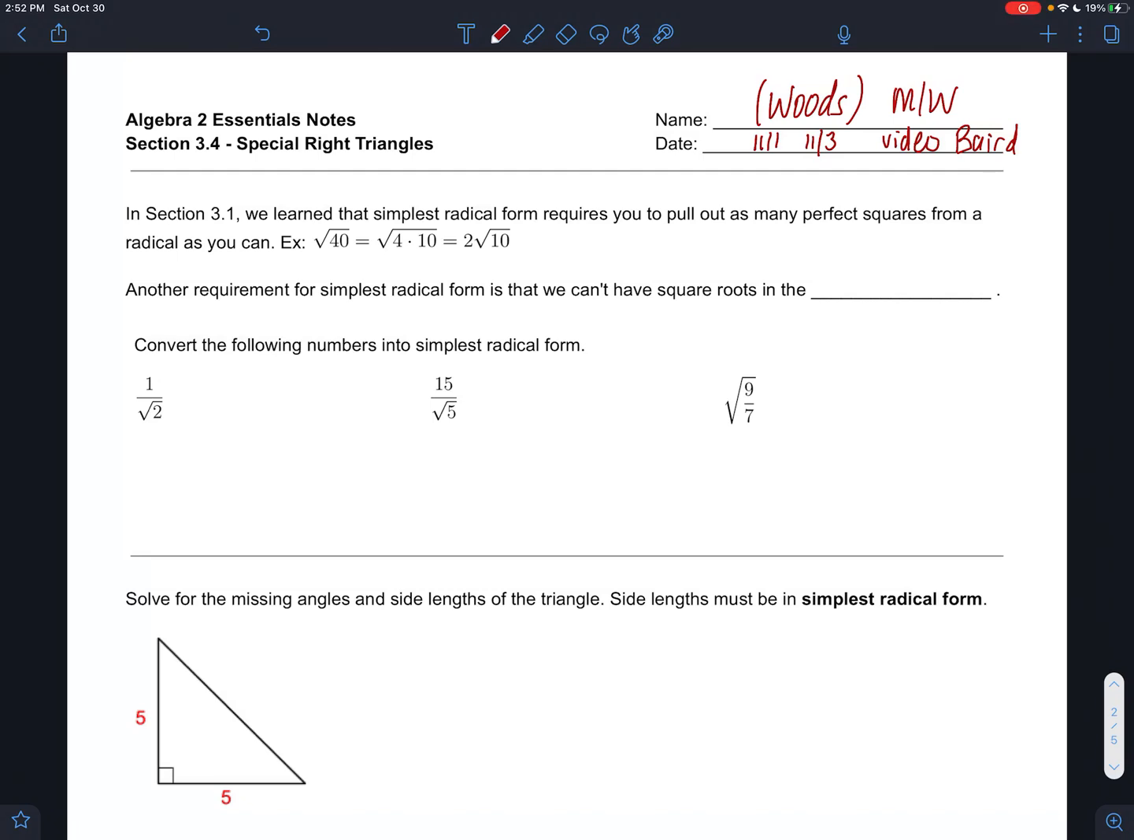Hello, it's Mr. Baird. We're going to talk today about special right triangles. But before we do that, we have something we want to add to simplest radical form.